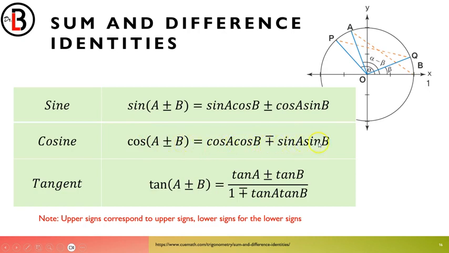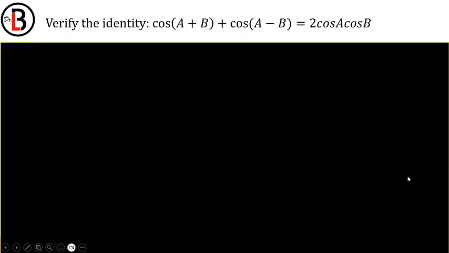sine A sine B. For tangent, it follows that tangent of A plus B is tangent of A plus tangent B all over 1 minus tan A tan B, whereas if it's tan of A minus B, it's going to be tangent of A minus tangent of B all over 1 plus tan A tan B. So let's just try using those identities in verifying the given.